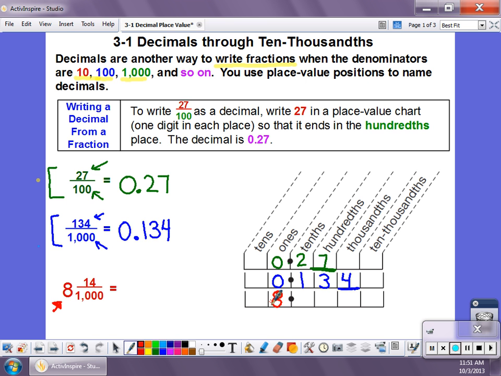So there's my 8. Now I'm going to take this fraction and write it the same way as I have before. So I know I've got thousandths, so the last digit of my number is going to go here in my thousandths spot, and my numerator tells me I have 14 thousandths. So my 4 goes in my thousandths spot, my 1 goes right in front of it, so I can say I have 14 thousandths, but the problem is, what goes here? I don't have anything here, so I fill it with a 0, which kind of holds that place. So I have my 8, my decimal point, and then a 0, and a 1, and a 4.